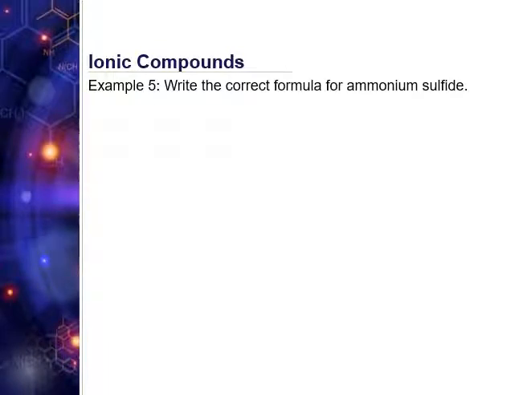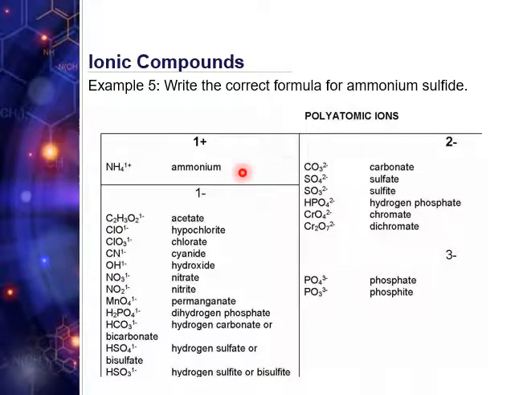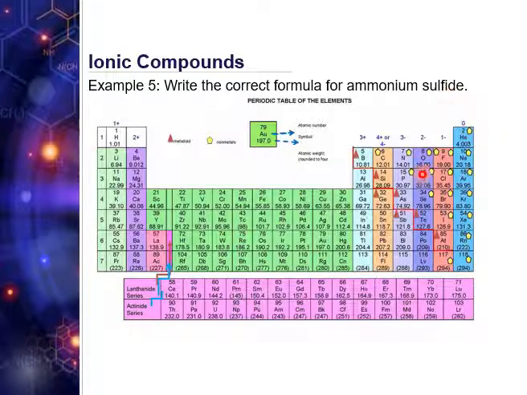Write the correct formula for ammonium sulfide. Ammonium is a polyatomic ion. It's NH4 with a +1 charge. Sulfide is sulfur when it's second in the compound. It's a -2.